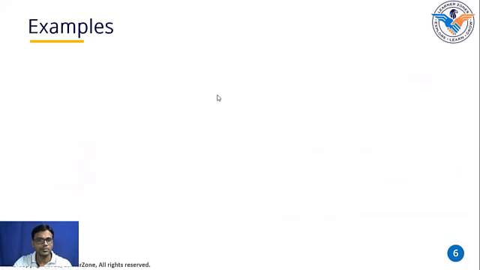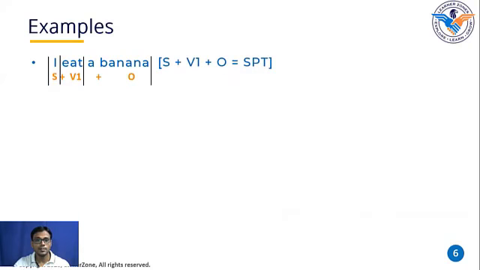Let us see some more examples. I eat a banana. In which tense is it? I is the subject, eat is the first shape of the verb, and a banana is an object. Correct? So the structure of the sentence is S plus V1 plus O. So this is in simple present tense. So now if I want to convert the same sentence into simple past tense, what should I do? I need to replace this V1 with V2. That's it. Nothing else I need to do. Let's see how it looks.